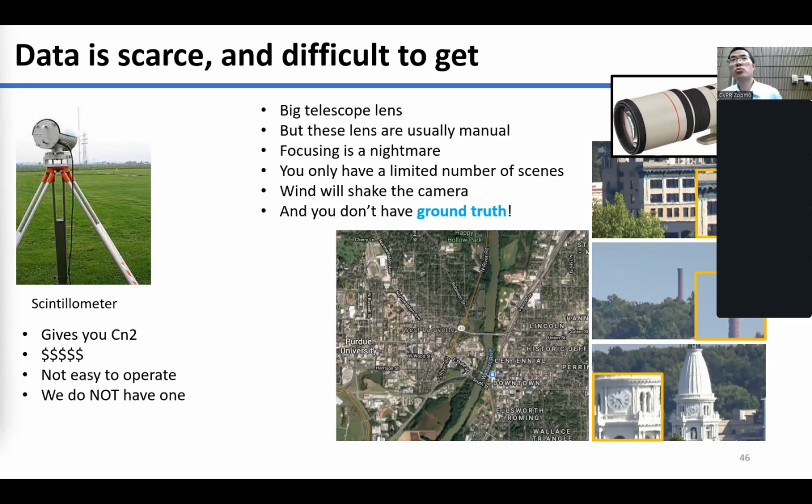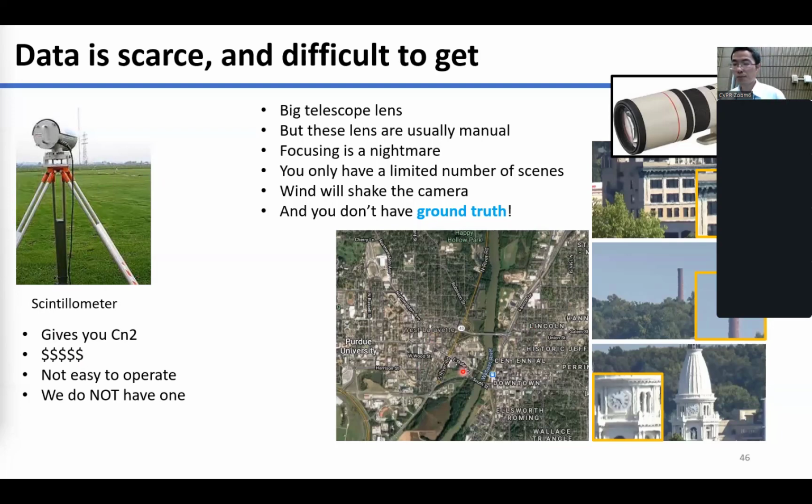Measuring the turbulence strength is hard because we are not rich. We cannot buy the scintillometer to measure the turbulence. It's also pretty much a nightmare to operate, I hear from our collaborators. So we don't have a way to do that, but we can capture a lot of images.